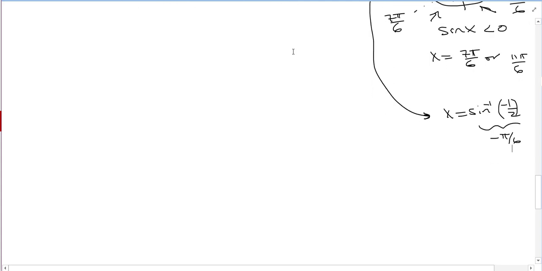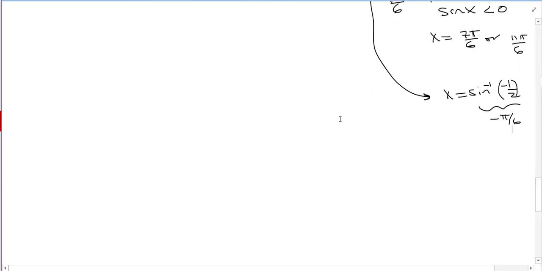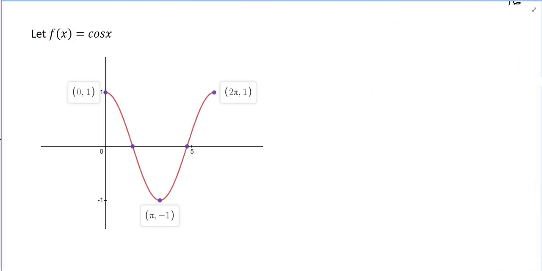All right, so what about cosine of x? What's the restriction in the domain for cosine? Now, cosine x is also not one-to-one, and you can tell here that if you try to use the horizontal line test, it is not going to be one-to-one. So we want to be able to restrict the domain.